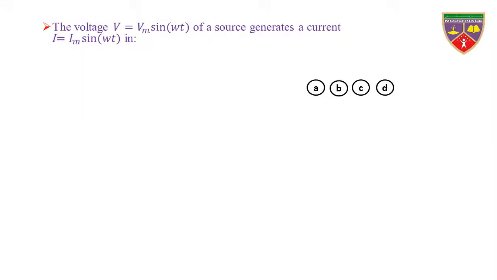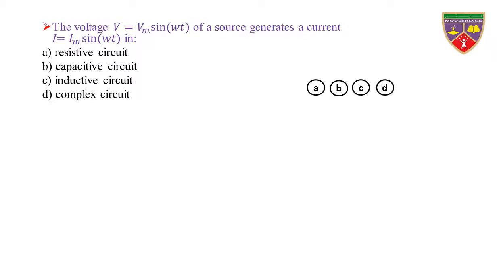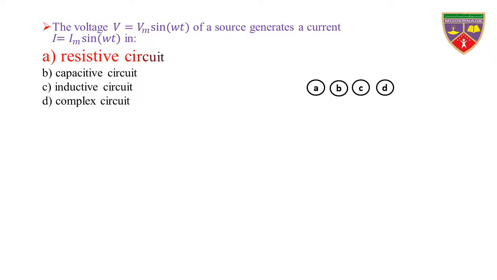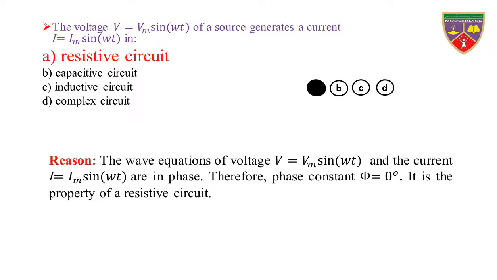A voltage V is equal to Vm sine omega t of a source generates a current I is equal to Im sine omega t in: option A, resistive circuit. Option B, capacitive circuit. Option C, inductive circuit. Option D, complex circuit. The key is resistive circuit. Therefore, the correct option is A.